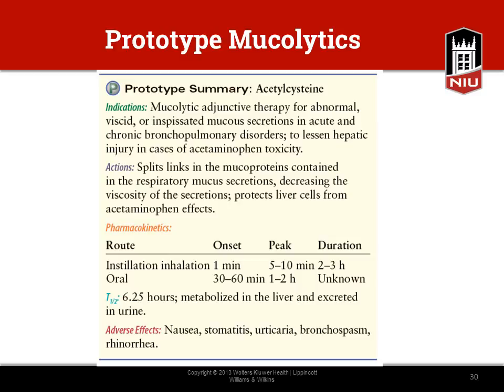When it is used via neb, onset is really quite quick, we're inhaling it, so a minute or so. It's going to peak in about 10 minutes and last for 2 to 3 hours.